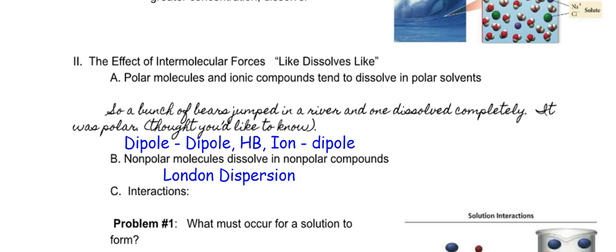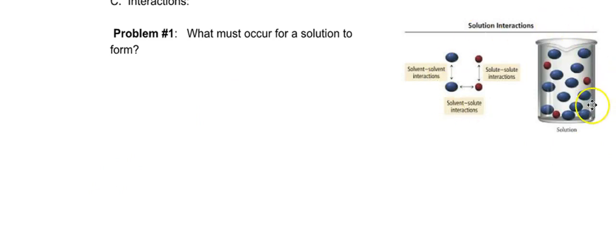So problem number one, what must occur for a solution to form? Well, let me set this up. Let's look over here in this beaker, all right? Three things have to occur, okay? This is my microscopic version, all right? So I'm looking at my microscope and seeing what's going on. Well, what's happening here? We have solvent interactions. How much do those water molecules like each other? We have solute interactions. How much does sodium chloride like each other? And then we have the attractions of the solvent and the solute, all right?